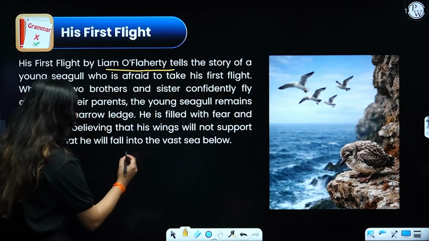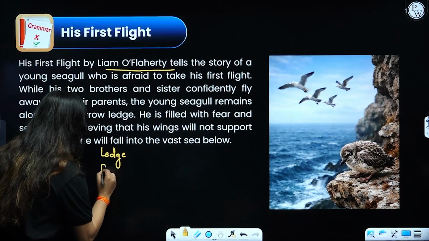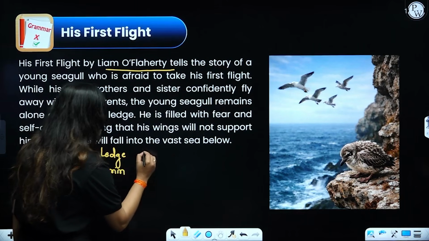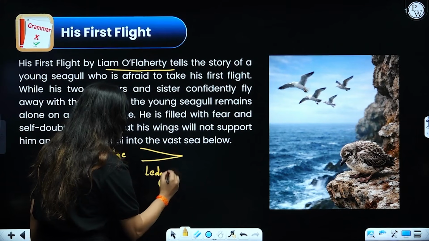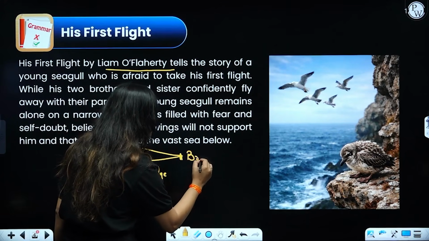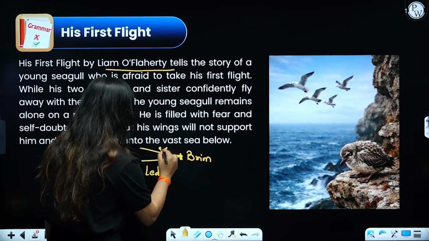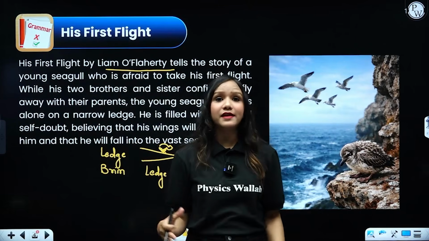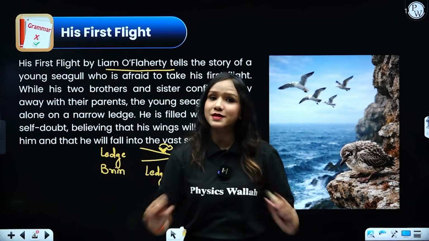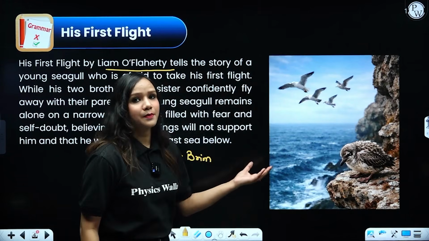So what is the meaning of ledge? These are the terms that we need to remember. Ledge and brim. So this is the ledge, right? And this part is the brim. Got it? So the seagull is somewhere here, right? Who is unable to take his flight just because he was so scared, he was so afraid, and he thought his wings would not support him and ultimately he would die, right? So he could not take up that courage.